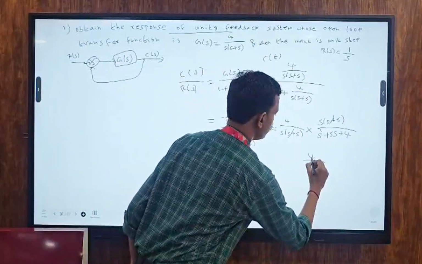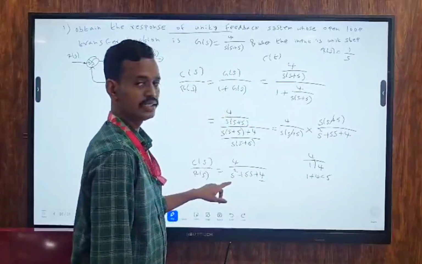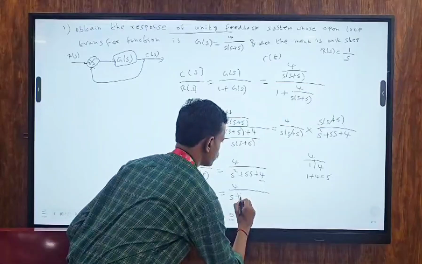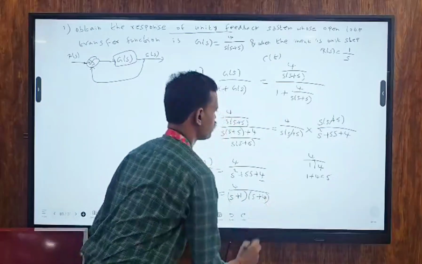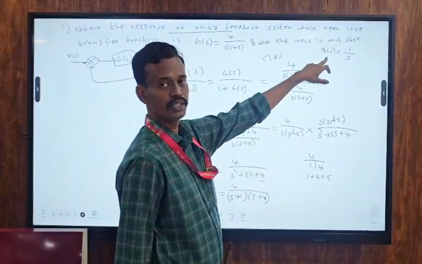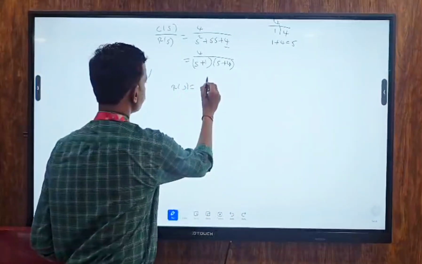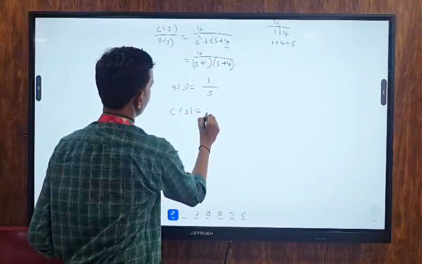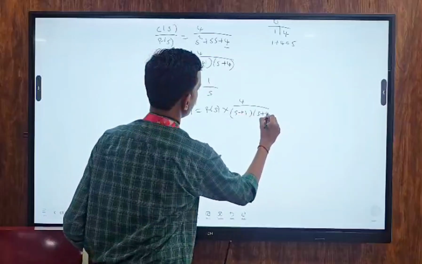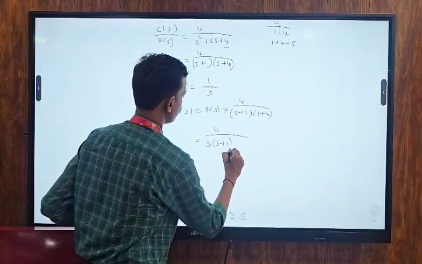We can write s² + 5s + 4 as (s+1)(s+4), so C(s)/R(s) = 4/((s+1)(s+4)). Already given R(s) = 1/s. So C(s) = R(s) times 4/((s+1)(s+4)). Substituting R(s) = 1/s, we get C(s) = 4/(s(s+1)(s+4)).